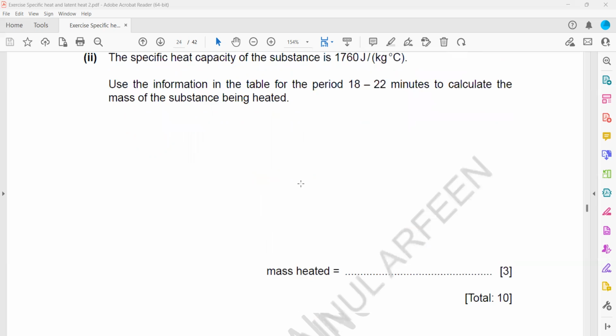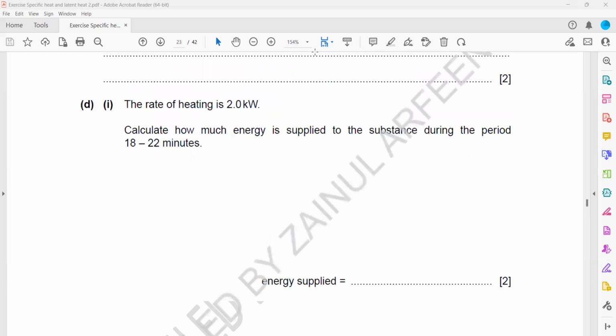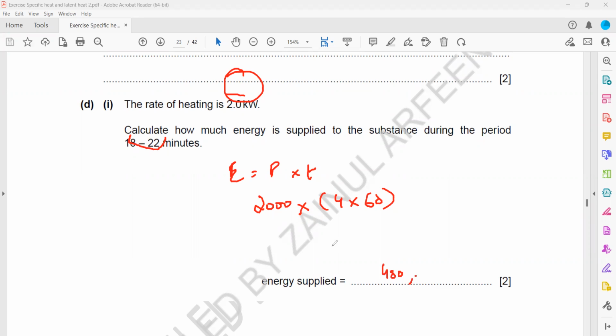And then the specific heat capacity of the substance. So what is this answer? 2000 times 4 into 60. How much energy is being supplied? 480,000. So 480,000 joules of energy is supplied.